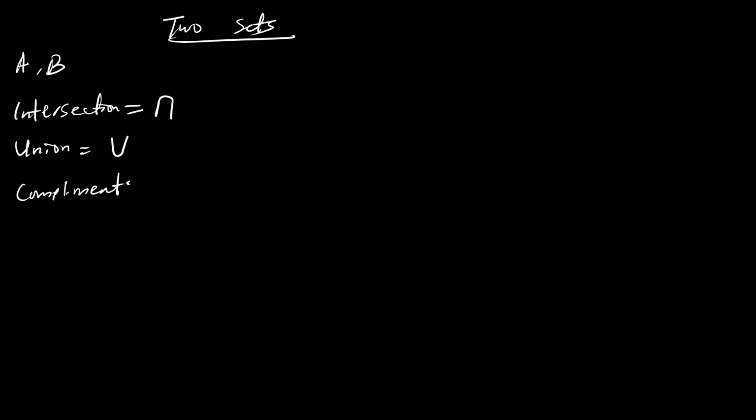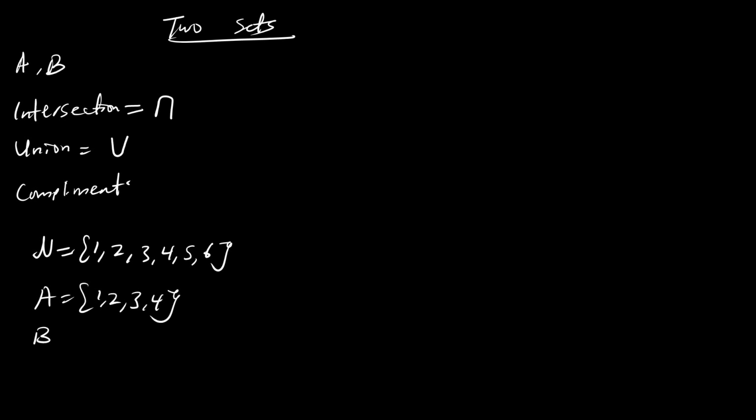Just to cite an example, say we have the universal set equal to 1, 2, 3, 4, 5, and 6. And we have set A, which equals 1, 2, 3, and 4, and set B, which equals 3, 4, 5, and 6. So if you have to find A intersection B, this will be the common elements between A and B, and this includes 3 and 4.